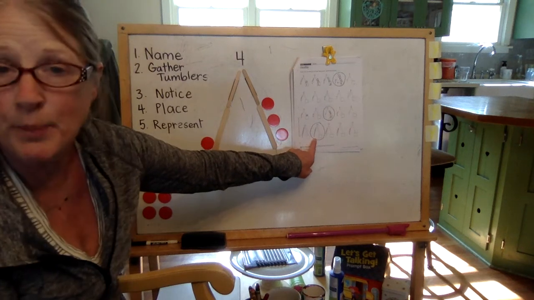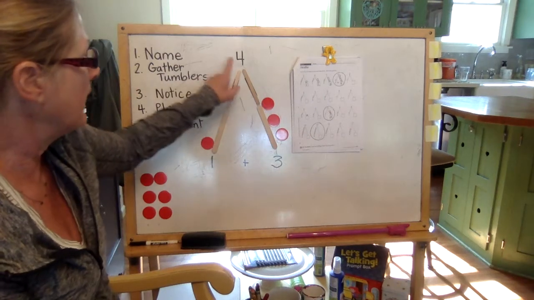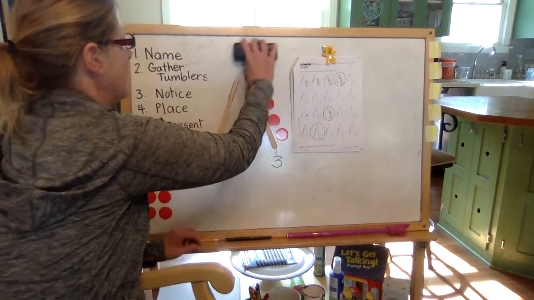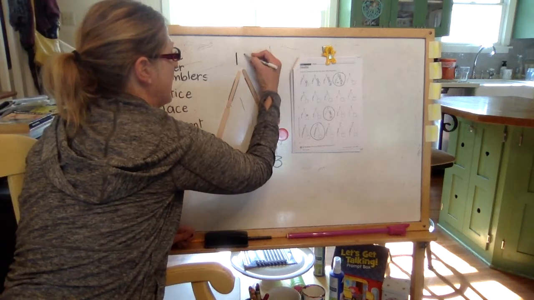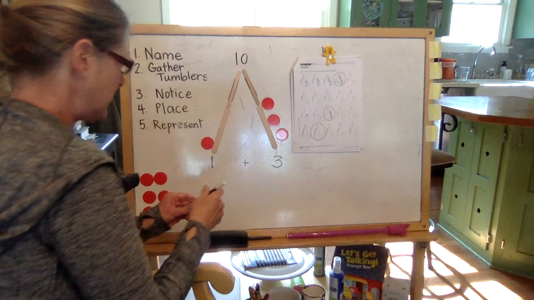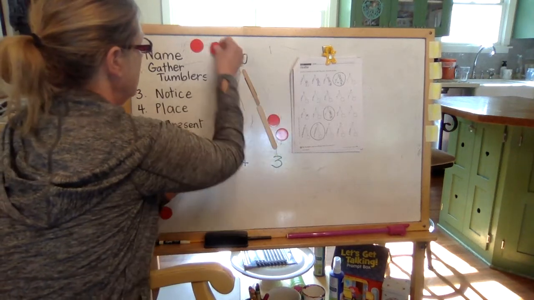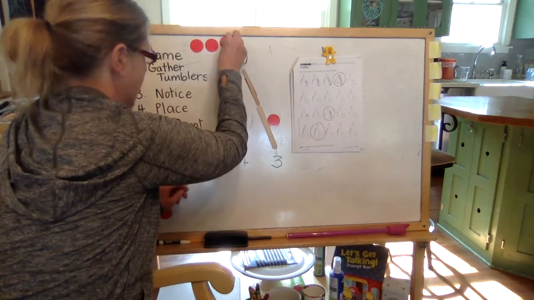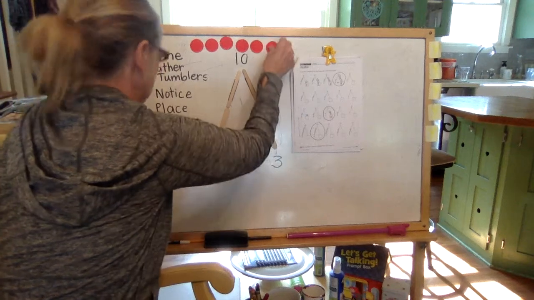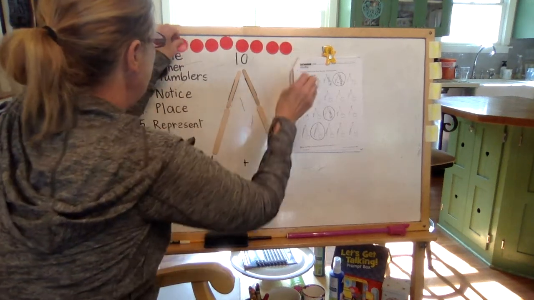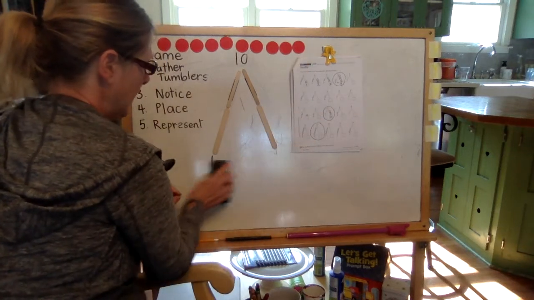So on the bottom, I have circled this math mountain. Its name is 10, so we will come here to show 10. We are on the math mountain of 10. I must gather 10 tiny tumblers. 1, 2, 3, 4, 5, 6, 7, 8, 9, and 10. Clear my board.